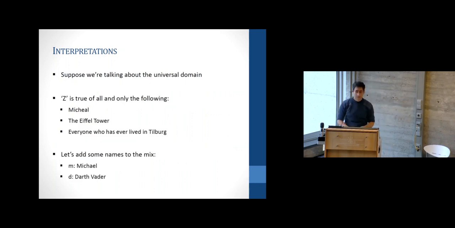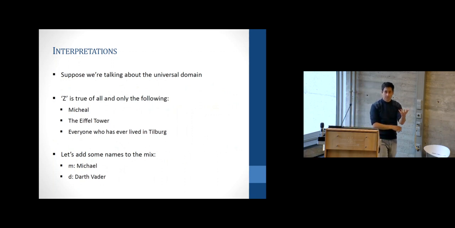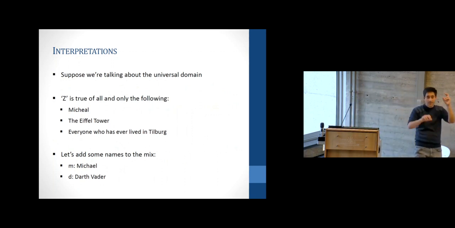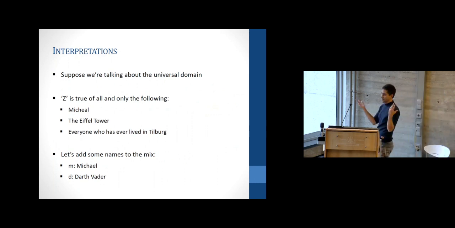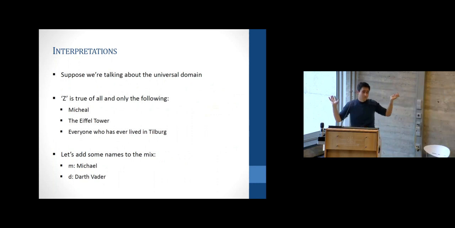Here's an example. I have predicate Z, and now I'm not going to tell you the description of Z. I'm just going to tell you who falls under the extension of Z: Michael, the Eiffel Tower, and everyone who has ever lived in Tilburg. Right? I just created a group of objects involving some metal pieces and some organisms, but this is Z. I've just stipulated directly what the extension of Z is.